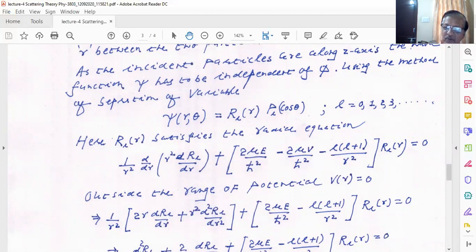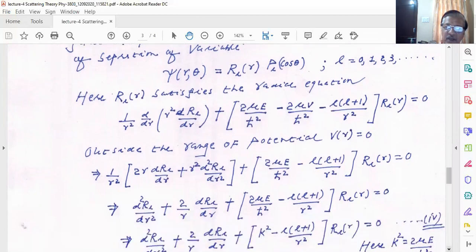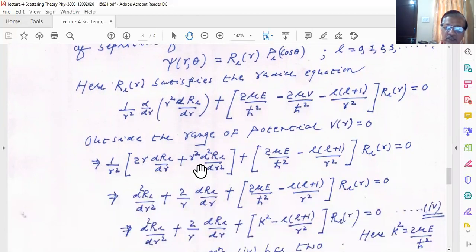And now once again you can see this expression. You can solve this when you open this square bracket term. This r square and this r square cancel here, so it gives you d square RL by dr square. This term comes here. And 2r upon r square is equal to 2 by r, dRL by dr. So these are very straightforward steps which I have derived when I open this bracket.